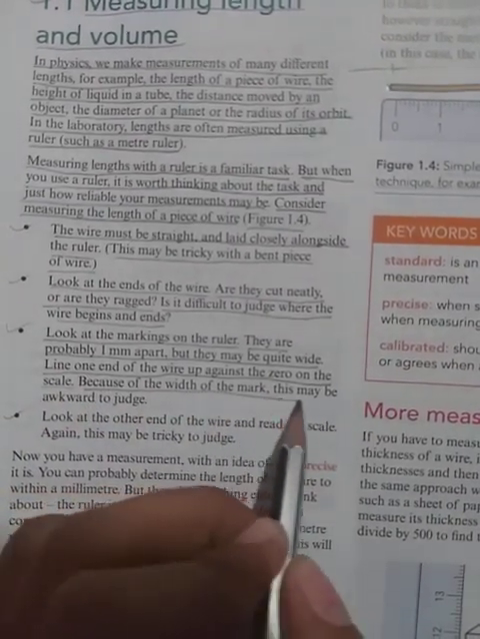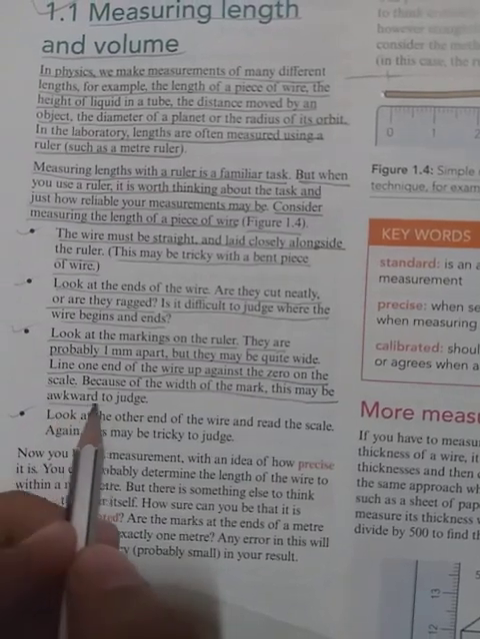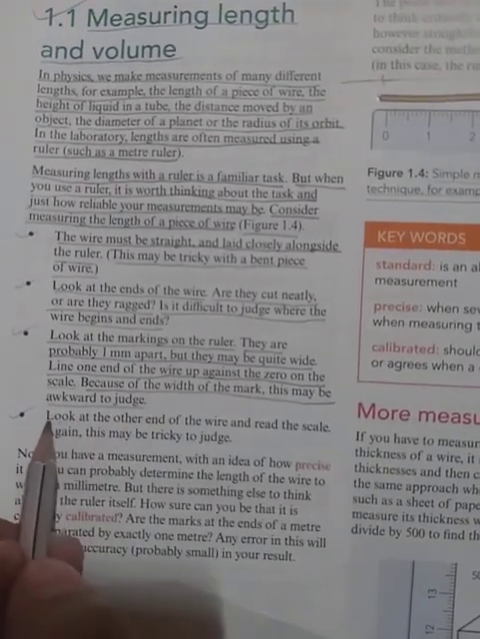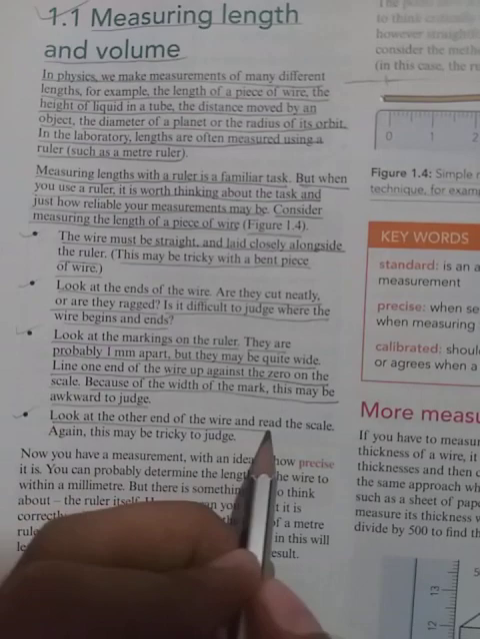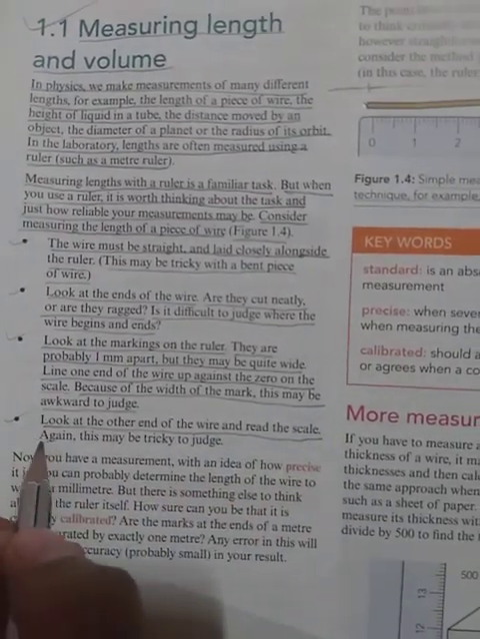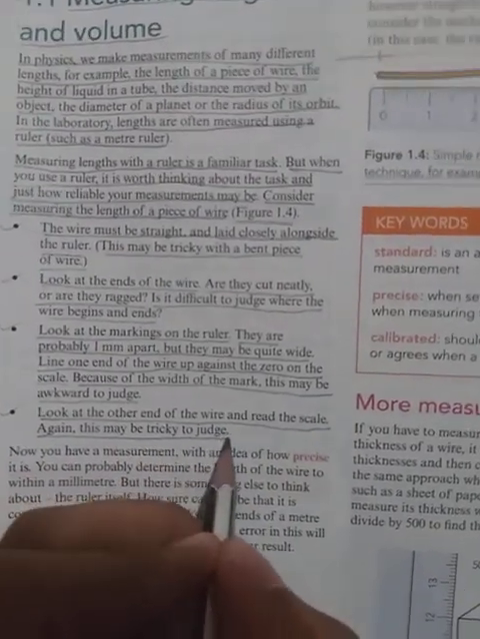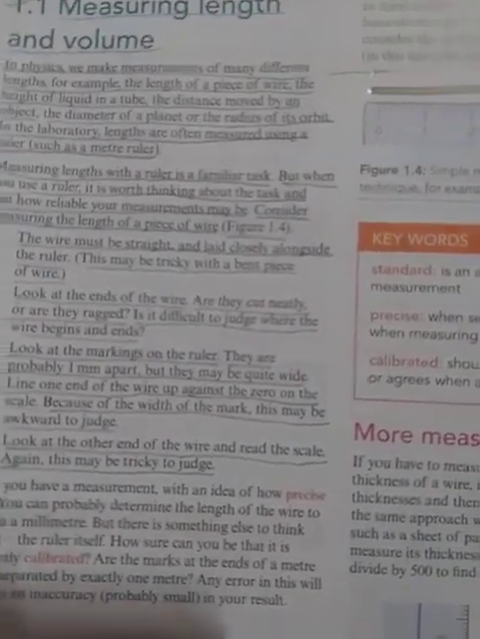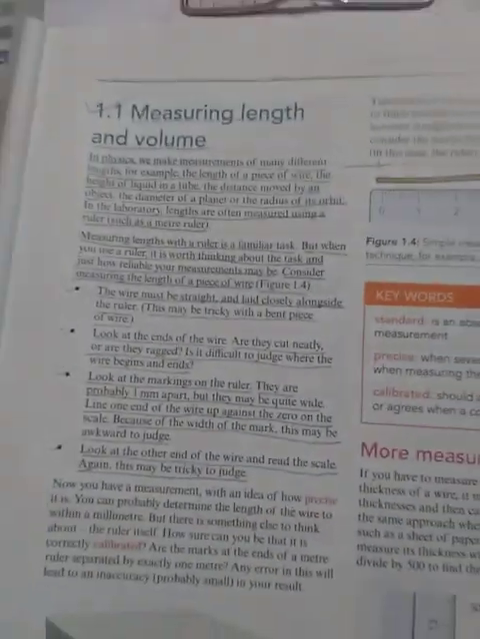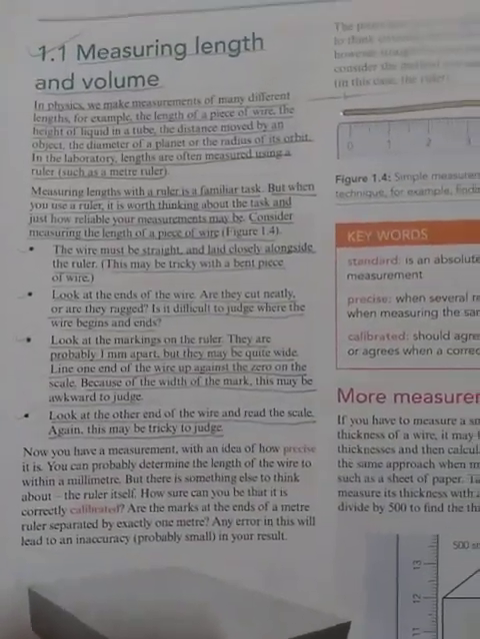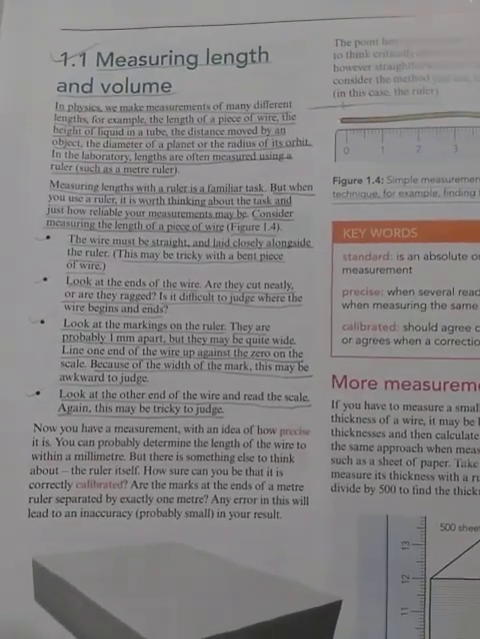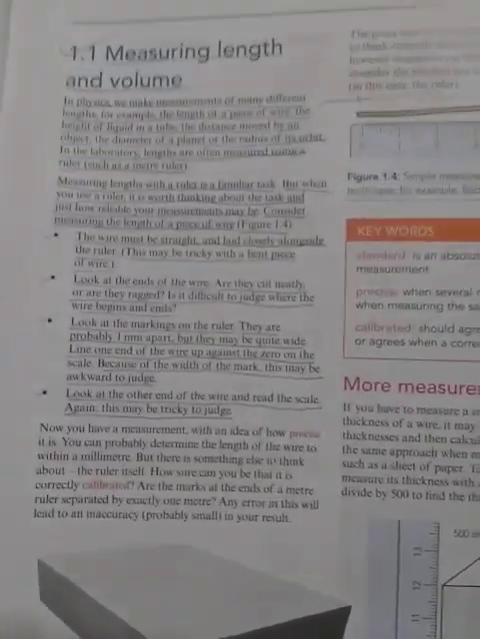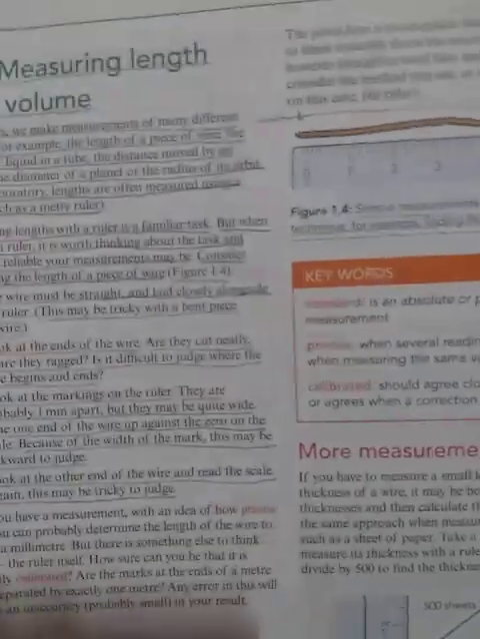Because of the width of the mark, this may be awkward to judge. Look at the other end of the wire and read the scale. Again, this may be tricky to judge. So these are some possibilities that may be given as a tricky question, like what is the length of the ruler, or a piece of wire which is bent or curled like this or coiled up. Okay.